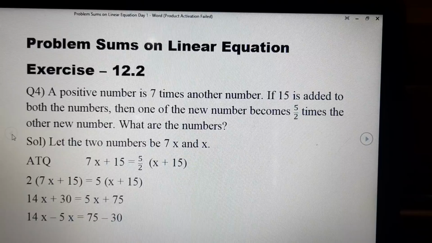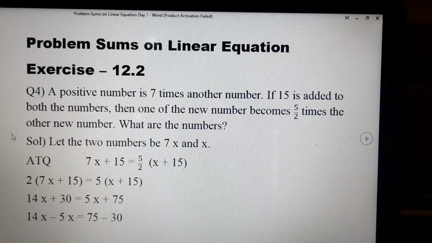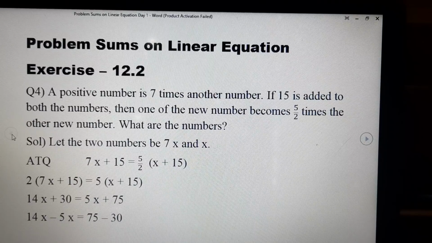Question number 4, I have taken questions from your exercise. Exercise 12.2, question number 4. A positive number is 7 times another number. If 15 is added to both the numbers, so they are talking about two numbers. There are two numbers, one is positive and the other number they have not told about. If a positive number is 7 times the another number, that another number will also be a positive number. Then only the product of another number and 7 will become a positive number.